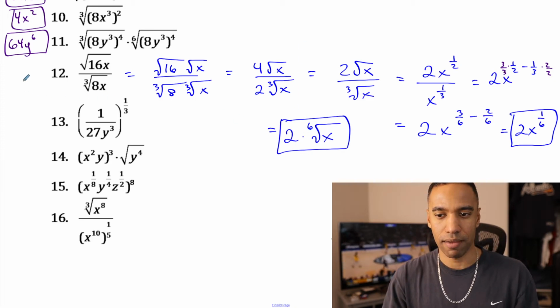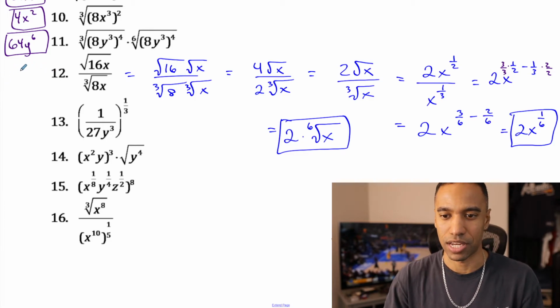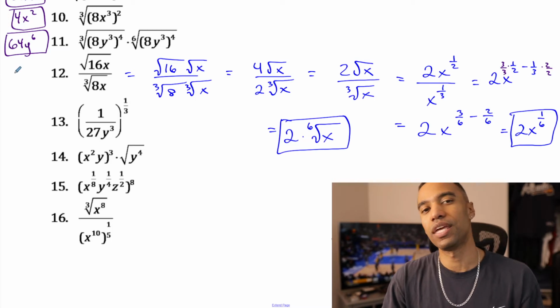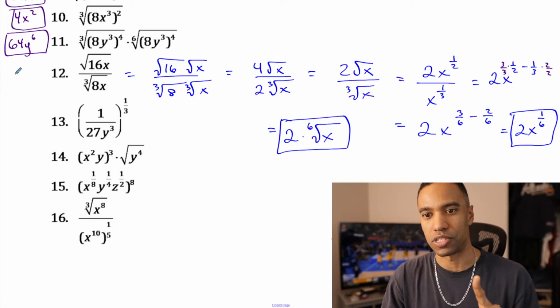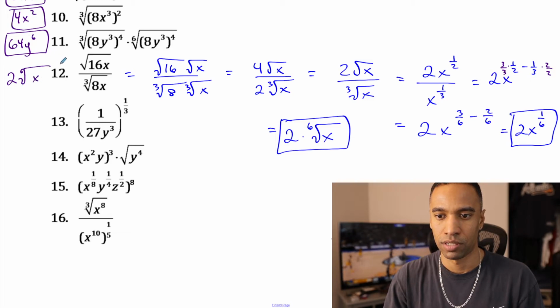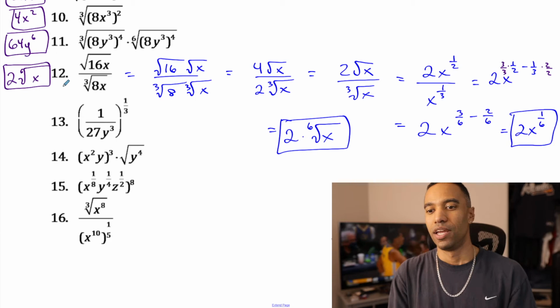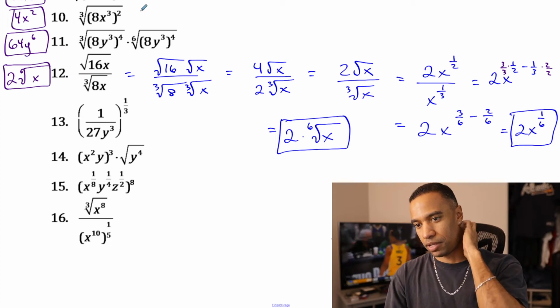So 2 times the 6th root of x. I'm going to try and do it without the times symbol. I don't want you to think I'm writing 2 to the 6th. So 2, and I'm going to get a nice large radical. There, does that look okay? 2 times the 6th root of x. I think I made the radical too big on that side, but there we go. Okay, so there's that problem and there's that answer.